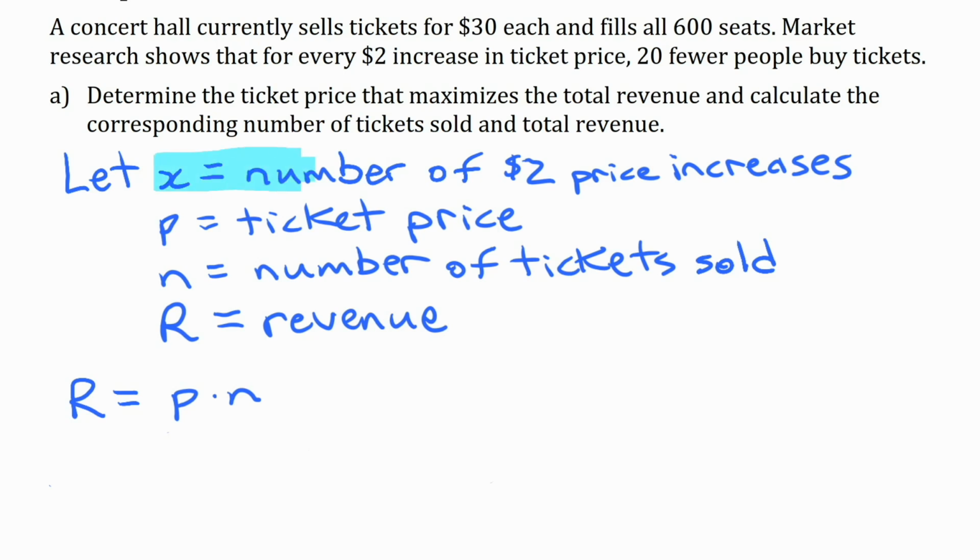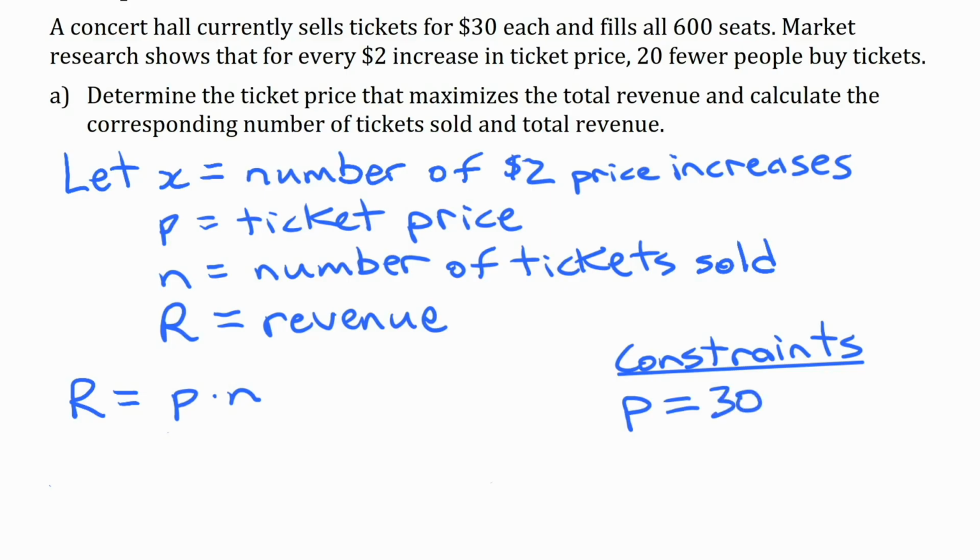Now, the reason I chose x as my variable is because I can write my constraints based on it. My first constraint is on the price. Currently it's 30, but I'm going to increase it by 2 times whatever the value of x is. If I'm going to increase the price 3 times, x is 3, and it's 2 times that for how much I'm adding on, 2 times 3. So I'm going to say that P is 30 plus 2x: 2 times the number of times I increase the price, added to 30.